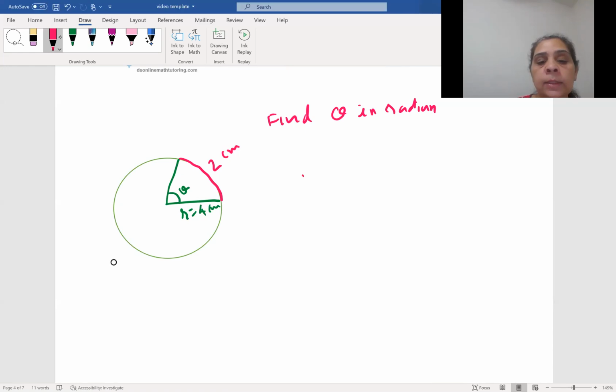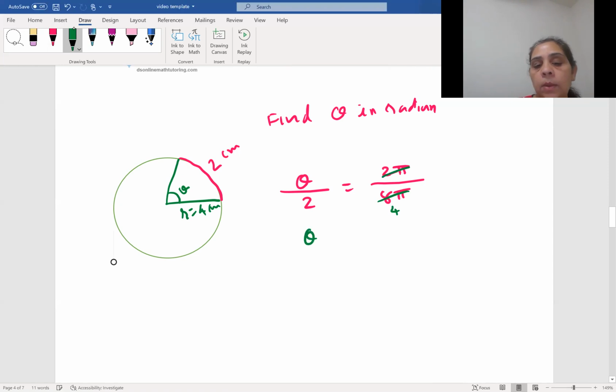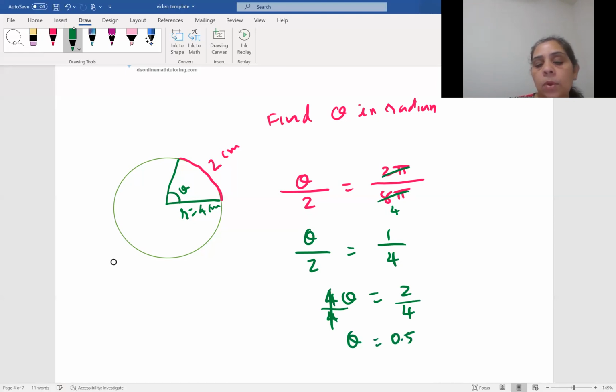So we will take the angle as theta, which is unknown, over the arc length, 2. We have the angle of the whole circle, 2 pi, over 2 pi r, which is 8 pi. So we can reduce this by 2 pi, leaving 4. Now we can use cross multiplication: 4 theta equals 2, and then you divide by 4. So theta equals 0.5 radian. So that's how you can use this information.